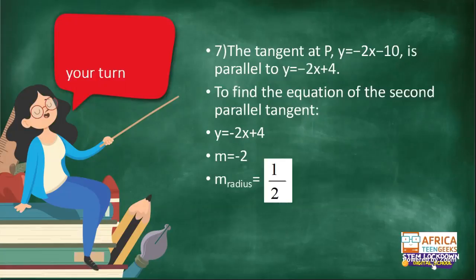Now we have to find the second line that will be parallel to the equation y equal to minus 2x plus 4. Remember, two lines are parallel if they have the same gradient. So to find the equation of the second parallel tangent, m will be equal to negative 2. But now the gradient of the radius, you're going to use half. Now, let's go to the next slide.